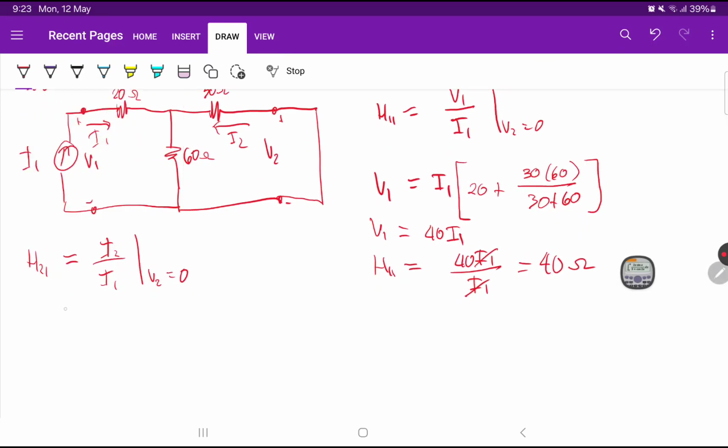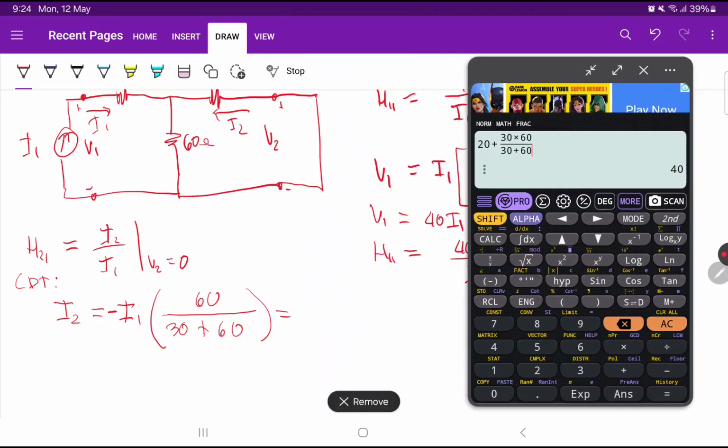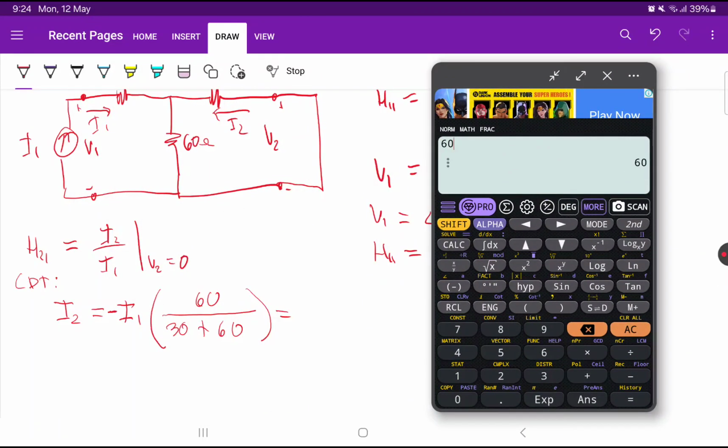So if I solve I2 in terms of I1 by current divider theorem, I2 equals I1, and I'll put a negative here because they are in opposite direction. Then this will be the opposite resistance, which is 60, divided by 30 plus 60. So this will be equal to 60 divided by 90. That's negative 2/3 of I1.